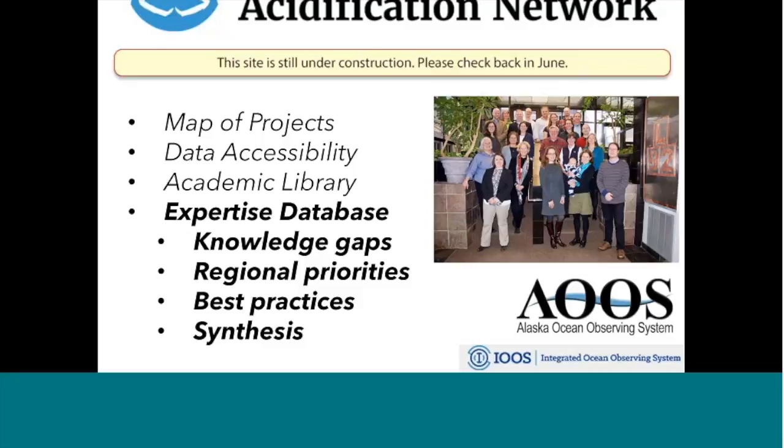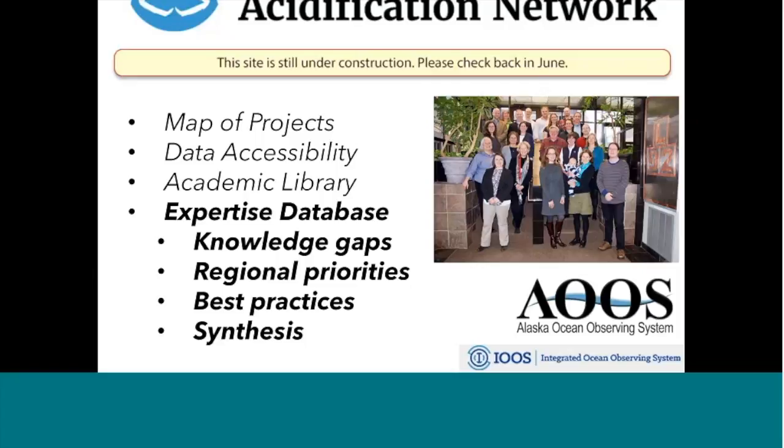And so we identified a handful of those, and these are similar to the other ocean acidification networks around the country as well. So we want to get a map of projects together. Again, that's very similar to what the DBO does. We want to provide links out to data accessibility. And again, that's also built on the DBO model, right? That at least we have a metadata repository where we know where data is being collected and who we can ask for it if we have an interest in doing that. We also want to put together an academic library of what's currently being published about ocean acidification in Alaska.